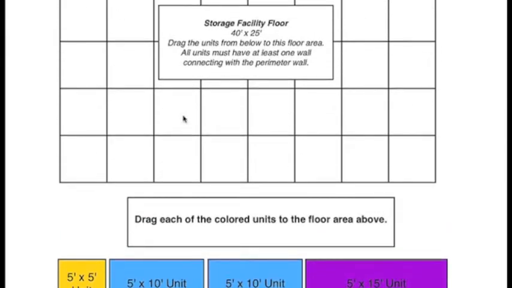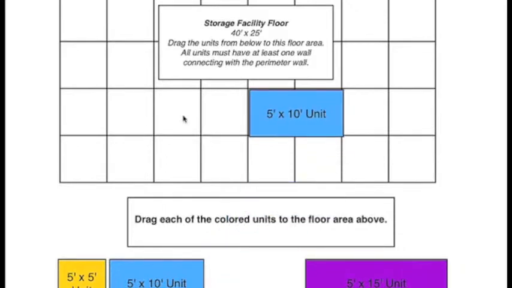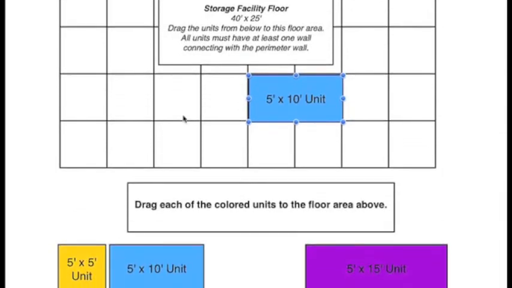So I'm going to tap on this 5x10 unit. I'm going to tap and hold on it, and I'm just going to go ahead and drag that up. Okay, and I can move that onto the grid. And let me go ahead and move another one up. How about if I take this 5x5 unit and move that also onto the grid?